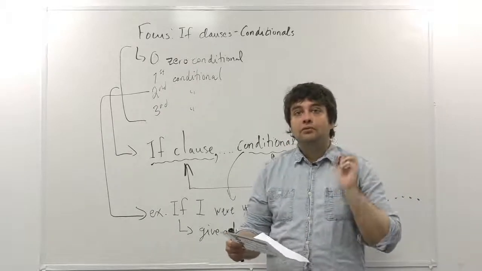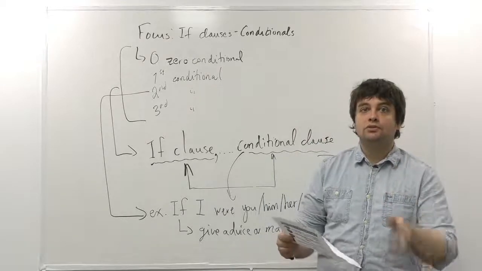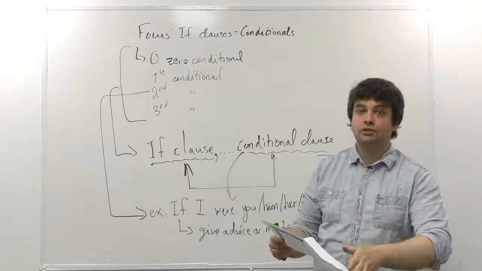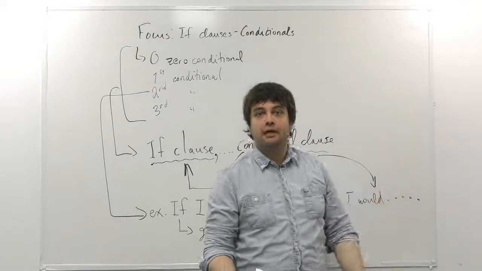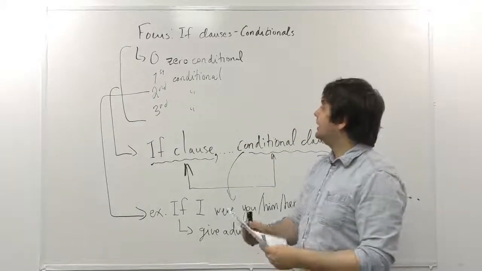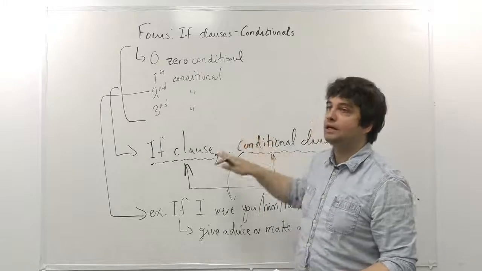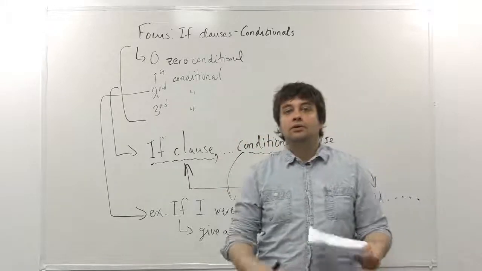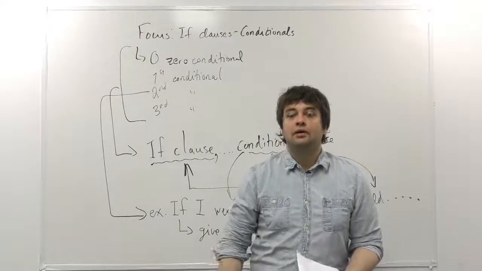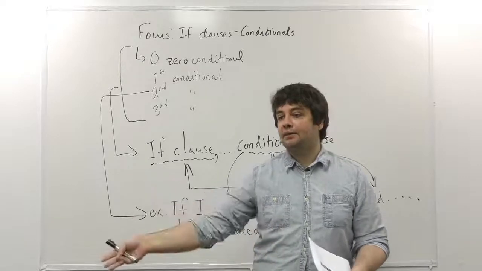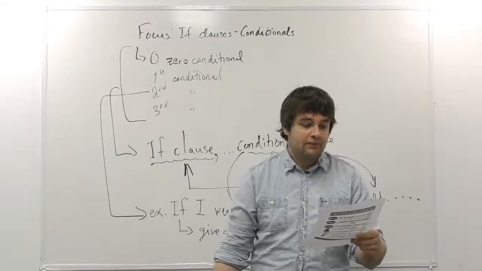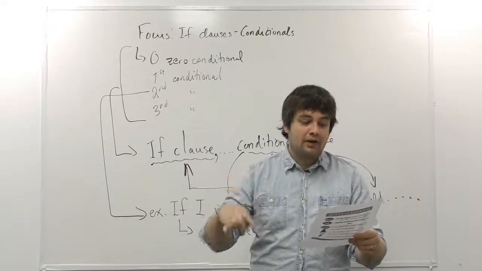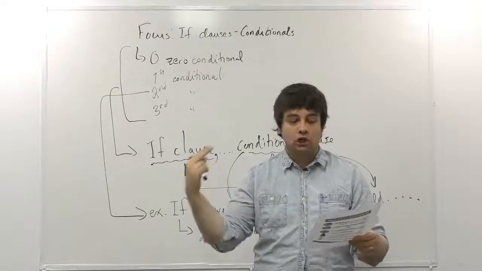The only time you use the third conditional is to talk about imaginary situations in the past, right? And that is one of the reasons why it's not as commonly used as the second conditional, because when you're using the third conditional, you're just talking about something that could have happened in the past and would have changed the past, right? So our examples here are if I had got.